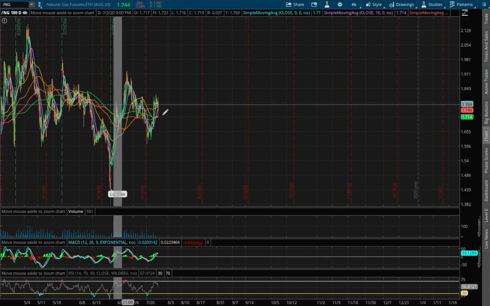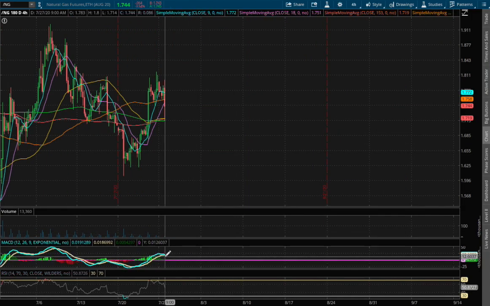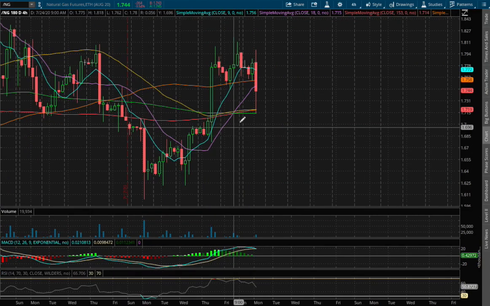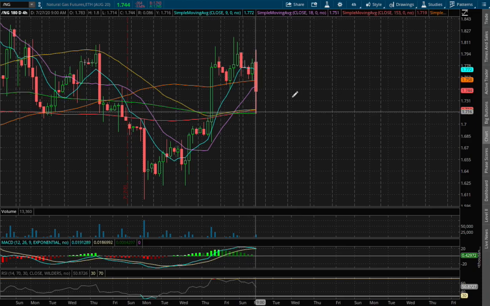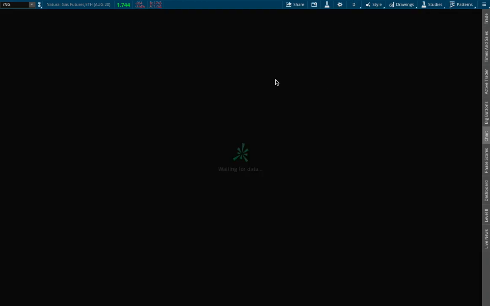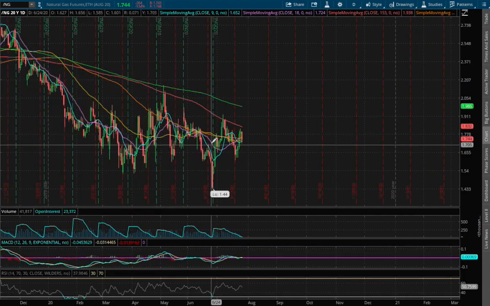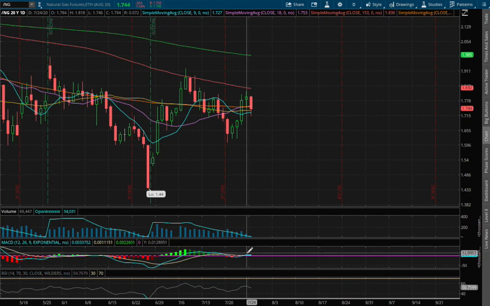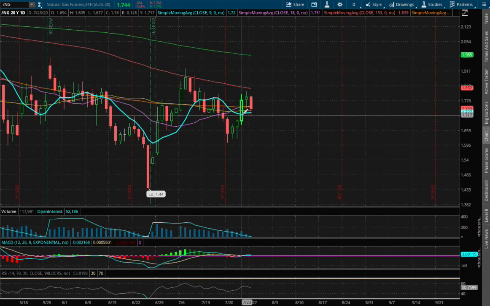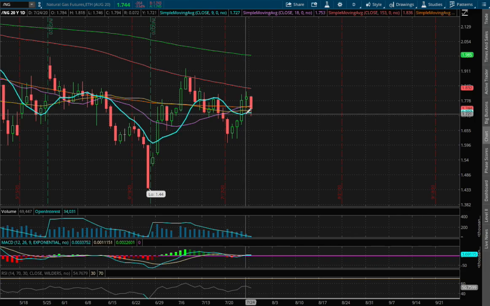As for the 4-hour chart, we start to see a divergence and we bounce right off the 200 moving average, this green line. As for the daily chart, if we expand out, we are nearing positive MACD and we bounce off of the 9-day moving average, this blue line.